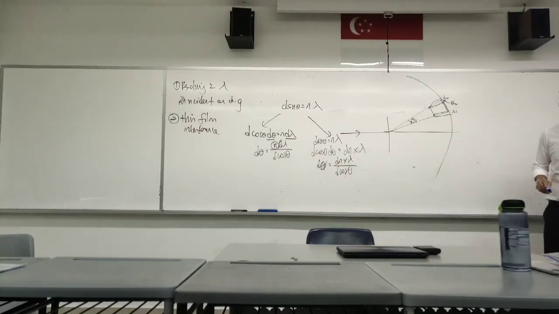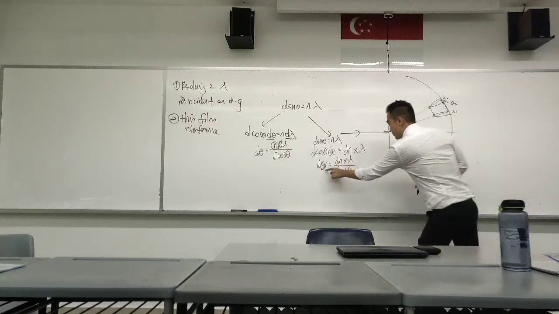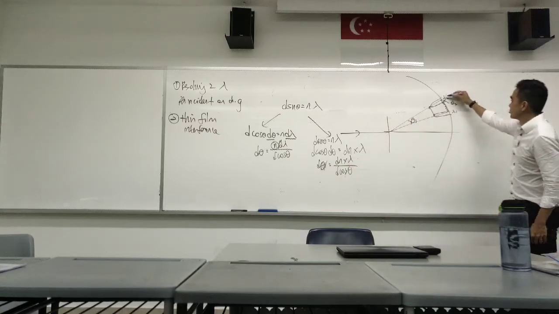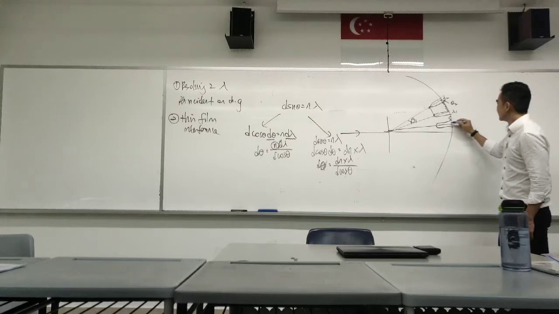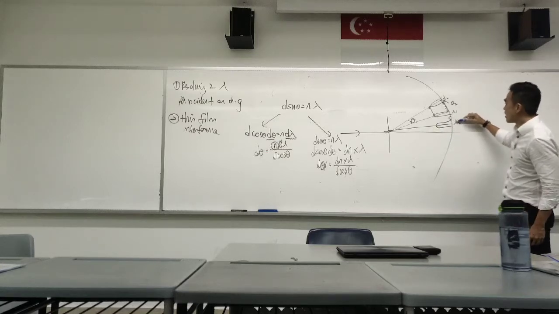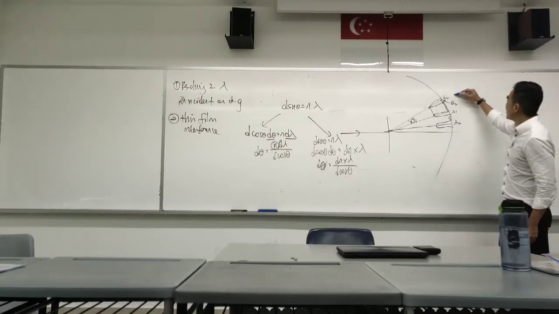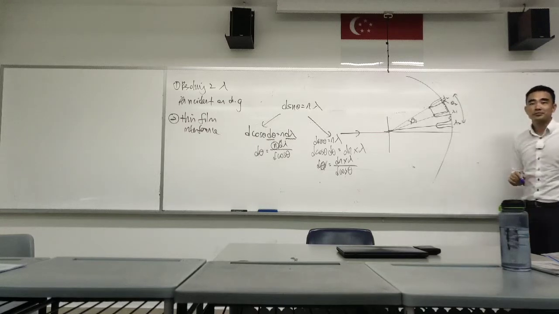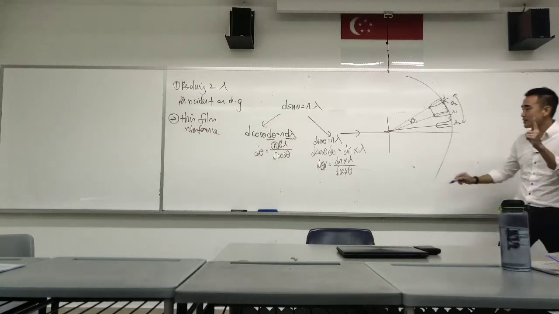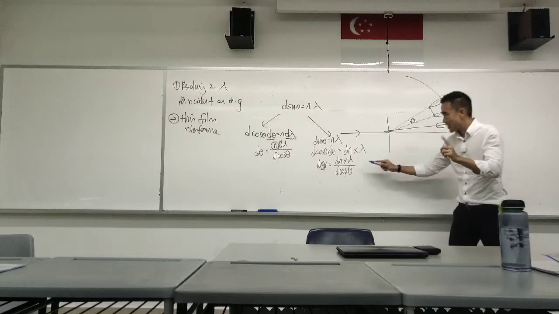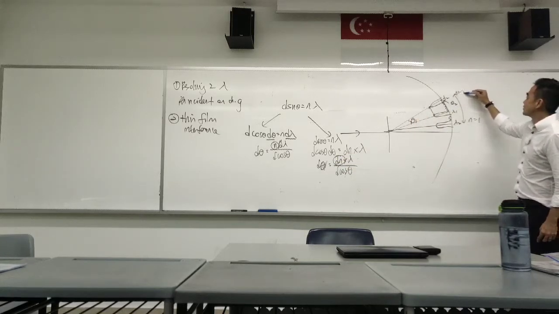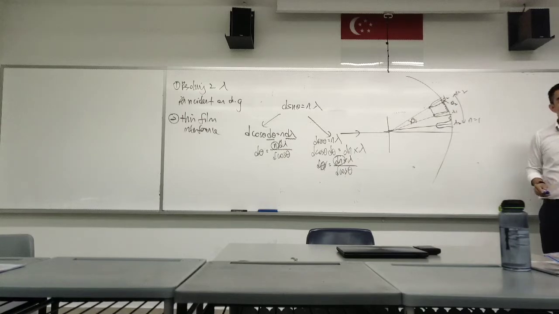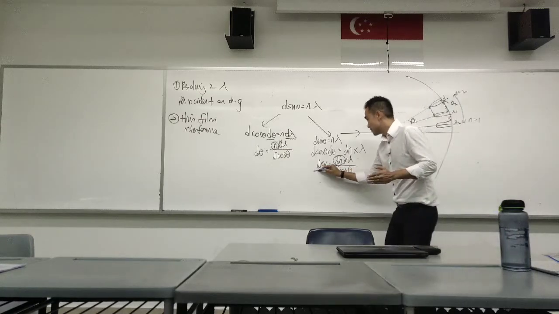Now, what exactly is this d theta? This d theta over here means that if this is lambda 2 and this is lambda 2, this is also lambda 2, just that this is n equals to 1, n equals to 2 for lambda 2, what is this angular separation? So for one wavelength, but a different order. This is n equals to 1, this is n equals to 2. Now, what would I get if I take this angle divided by n?